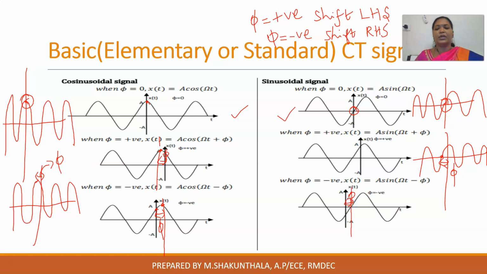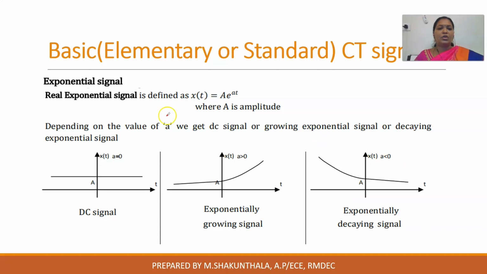So next is your real exponential signal and complex exponential signal. The real exponential signal is defined by A e power at. Again, the value of a can be 0, greater than 0, or less than 0. When small a equal to 0, what happens? e power 0 is 1, so 1 into A is A. You will get just a DC signal like this. Draw A for all the time duration.